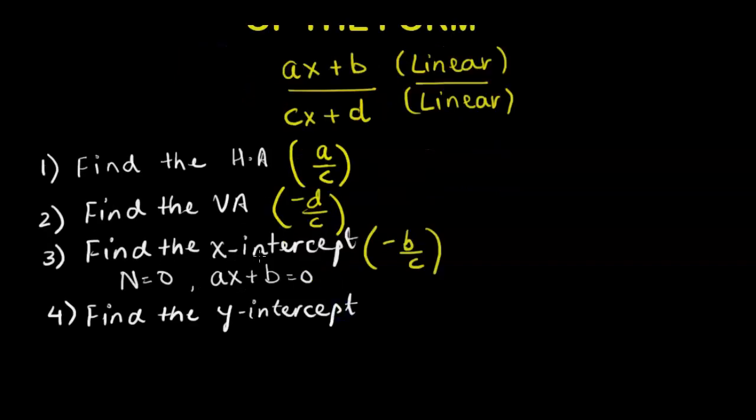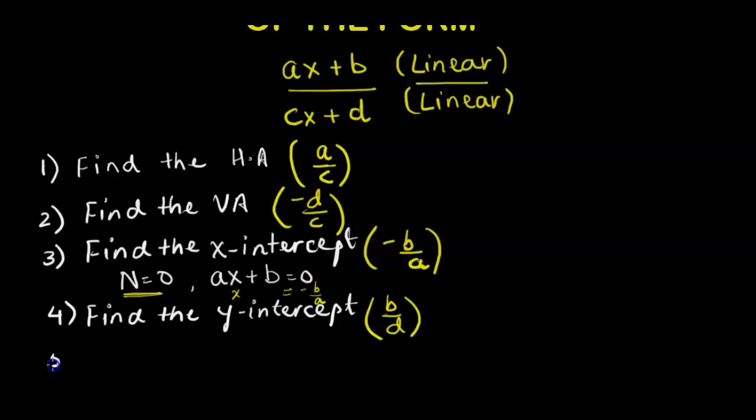Step number 3 is to find the x-intercept. To find the x-intercept, we put the numerator equal to 0, and the numerator is ax + b. When we write down ax + b = 0 and solve for x, we get x equal to negative b over a. Therefore, the x-intercept is negative b over a. Next, to find the y-intercept, all we have to do is put x equal to 0, and we'll be left with b over d.